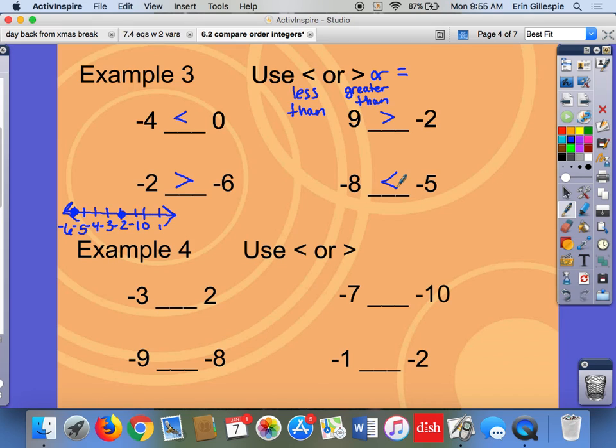All right, hopefully you got these answers. So 2 is greater than -3, so you read that as -3 is less than 2. -7 is greater than -10. -9 is less than -8. And -1 is greater than -2.